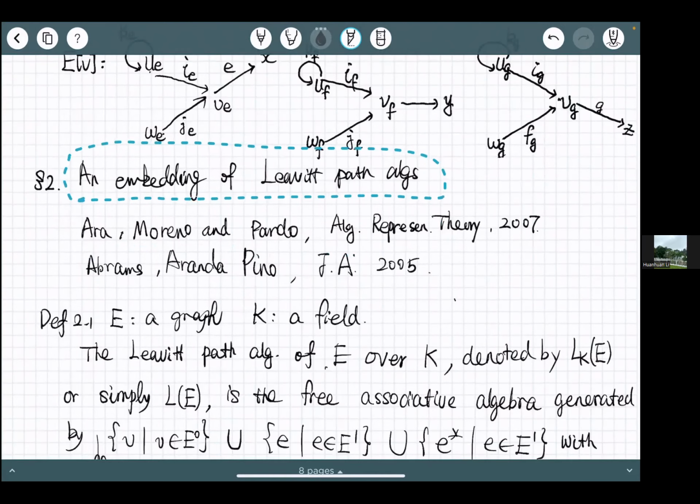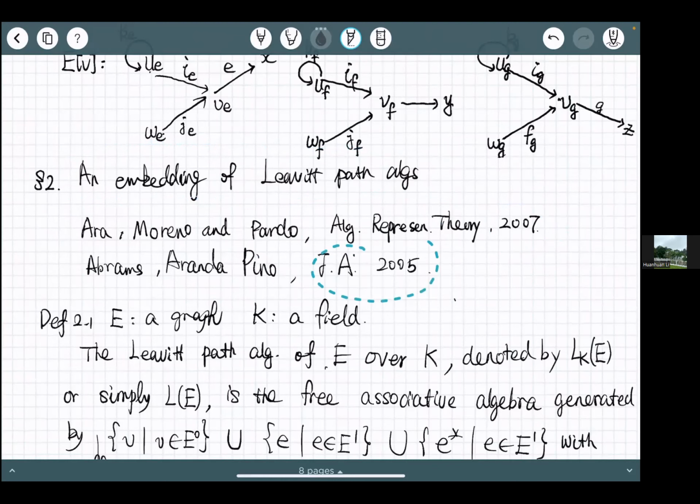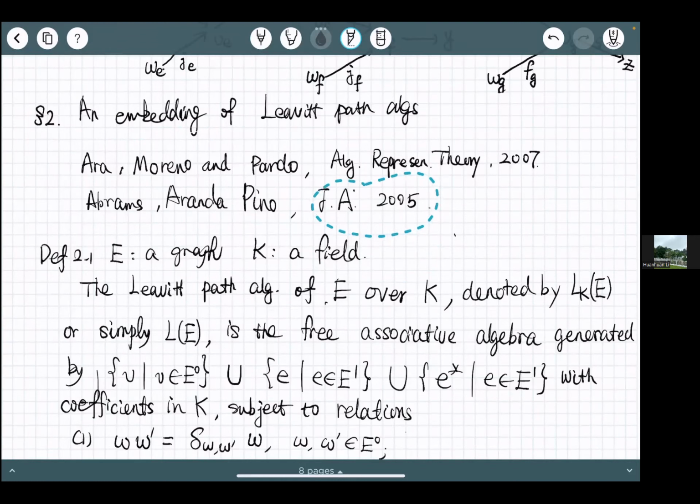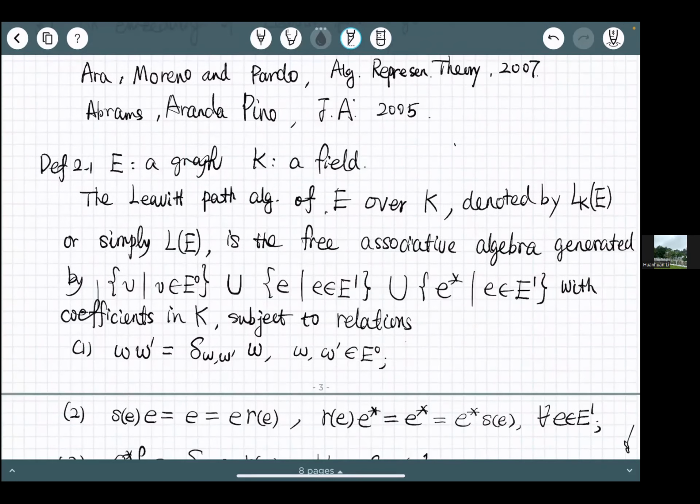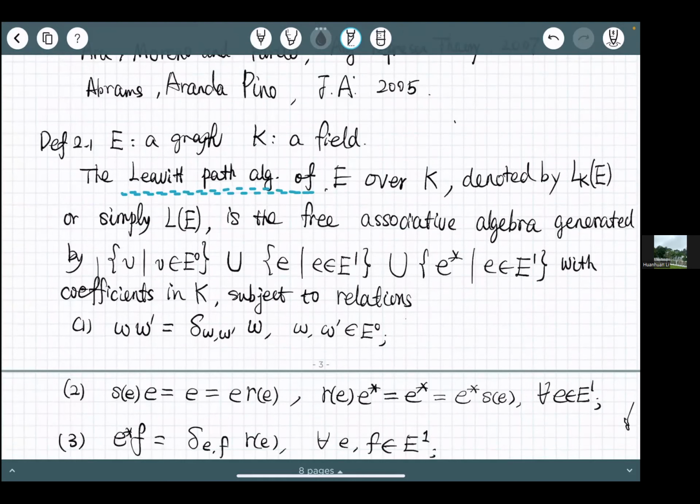Leavitt path algebras were introduced almost 20 years ago by Ara, Moreno, Pardo, and Abrams, independently. Here I just write the definition for Leavitt path algebras. I think for Wheeler and Rusby, and also Raman, I know you all know this.